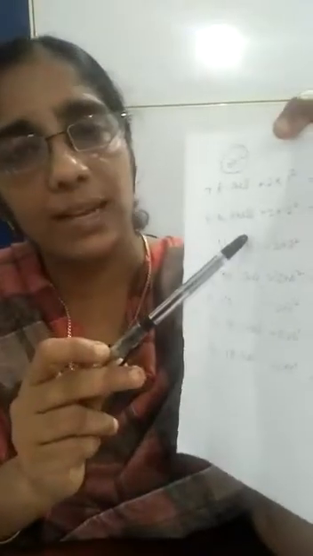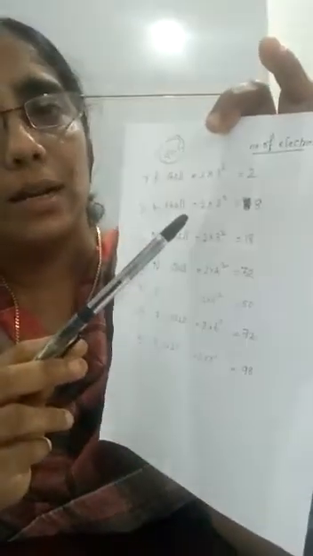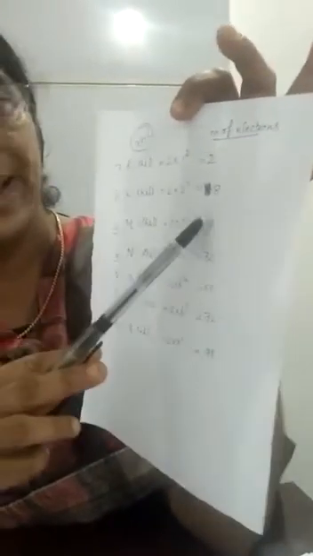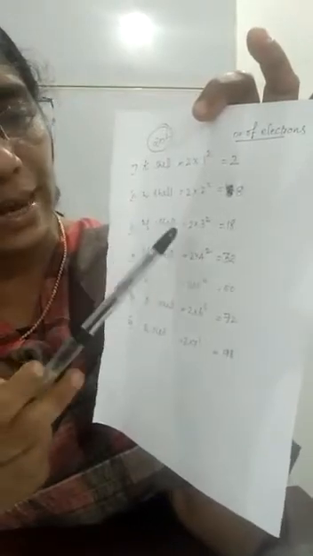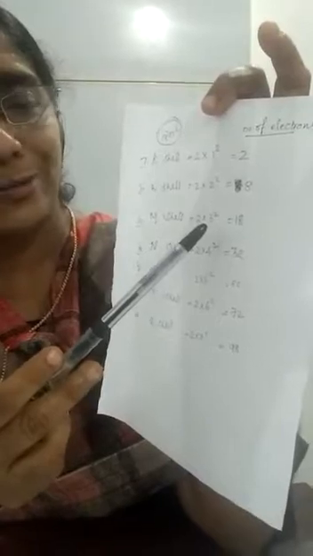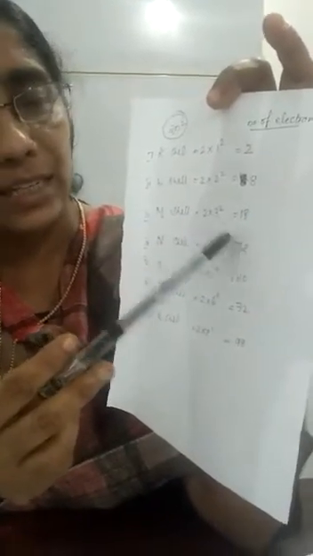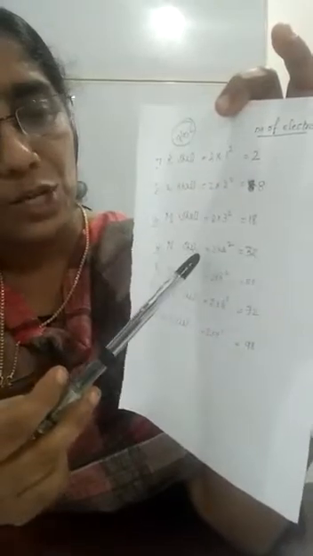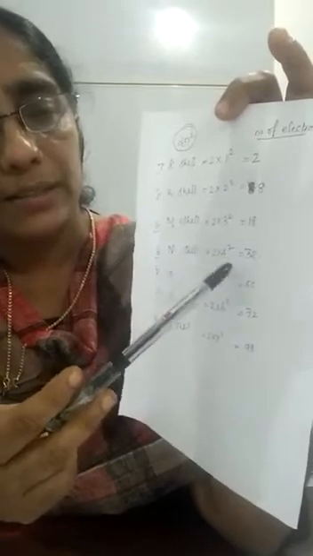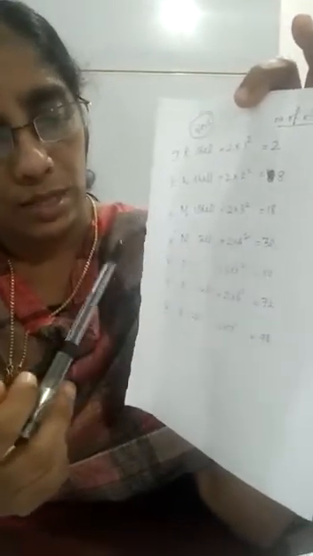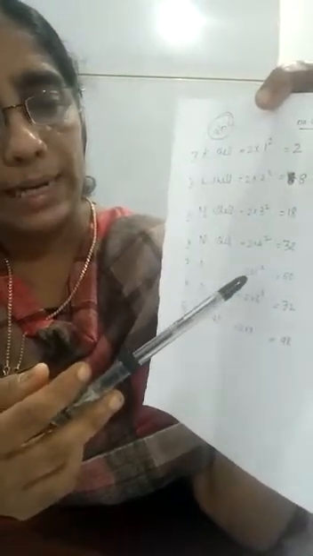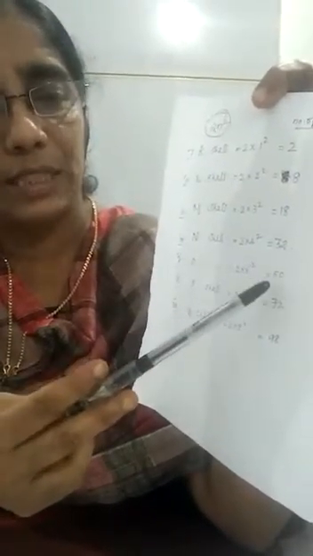Then for the second shell, that is L shell, put n is equal to 2, that is 2 into 2 square, that is 8. Then for the third shell, M shell, it is 2 into 3 square. Put 3 for n, and that is 18 electrons. For the N shell, 2 into 4 square, put 4 for n, that is 32 electrons. Then for the fifth shell, that is O, it is 2 into 5 square, that is 50 electrons.